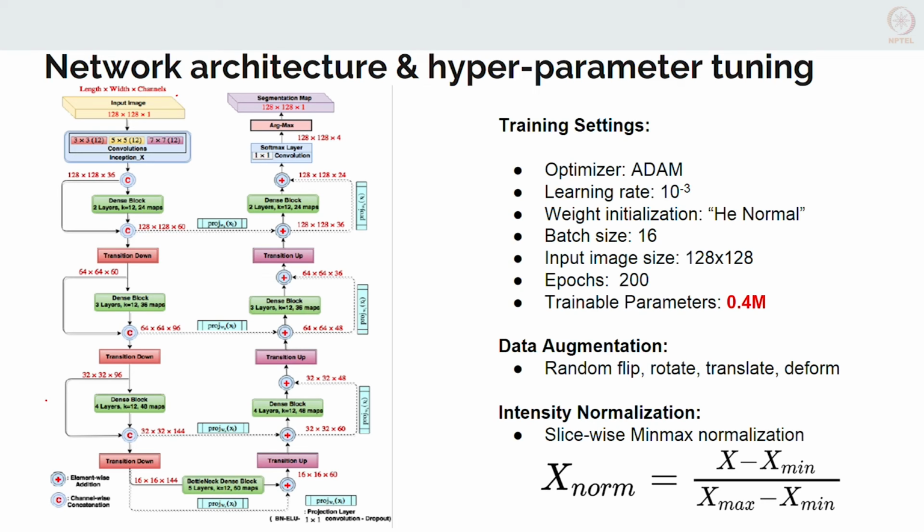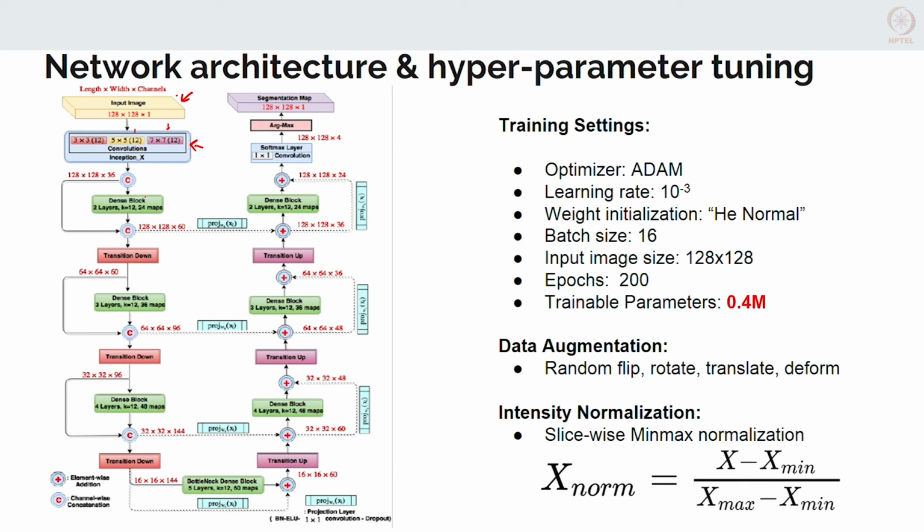So, what you see in this slide is the network architecture in slightly more detail. The input is a 128 cross 128 image where we cropped out the region corresponding to the cardiac anatomy and gave that as input. Then we have the Inception module here, which outputs about 128 cross 128 cross 36, out of which the 3 cross 3 convolutions output 12, 5 cross 5 convolutions output 12, and 7 cross 7 convolutions output 12 feature maps.